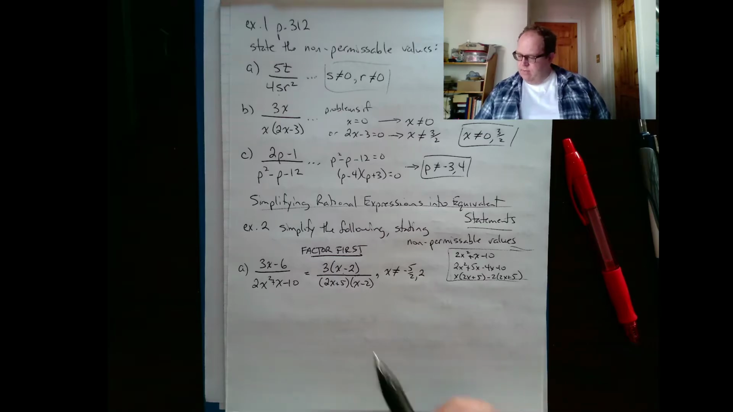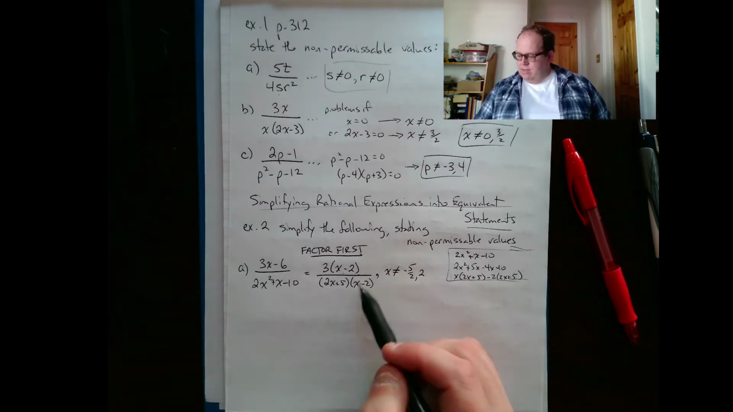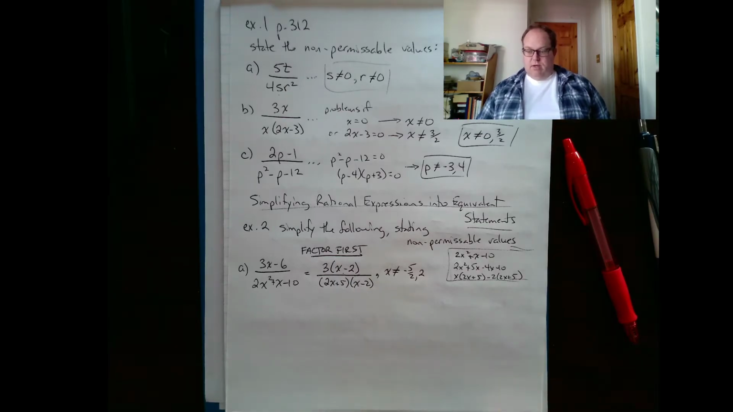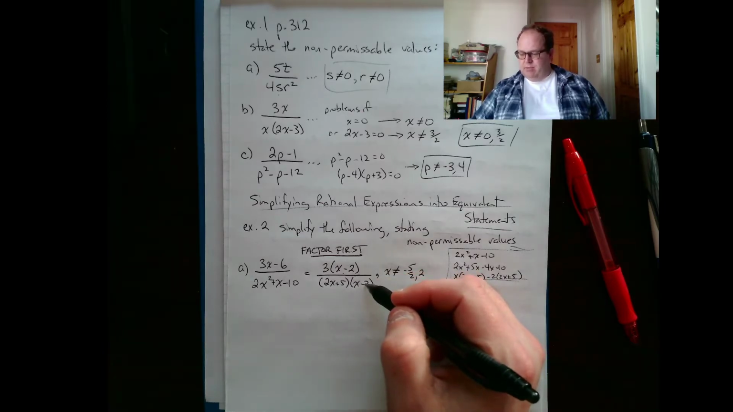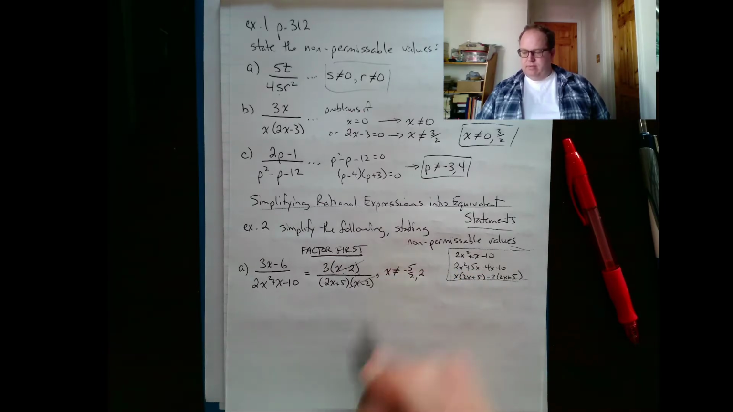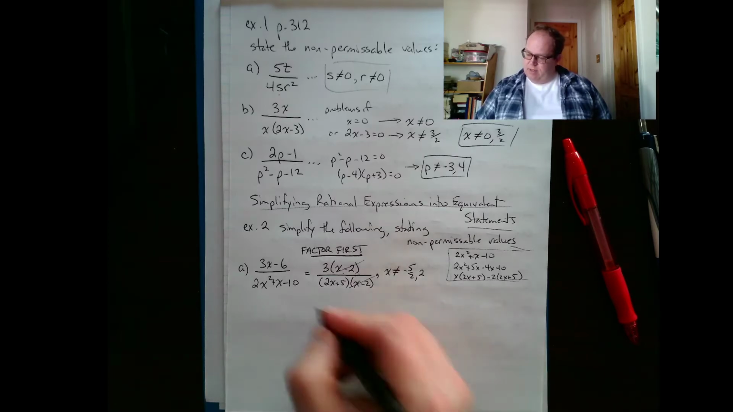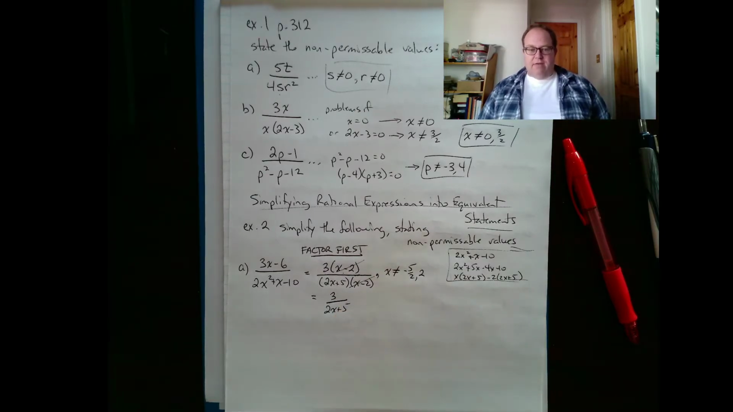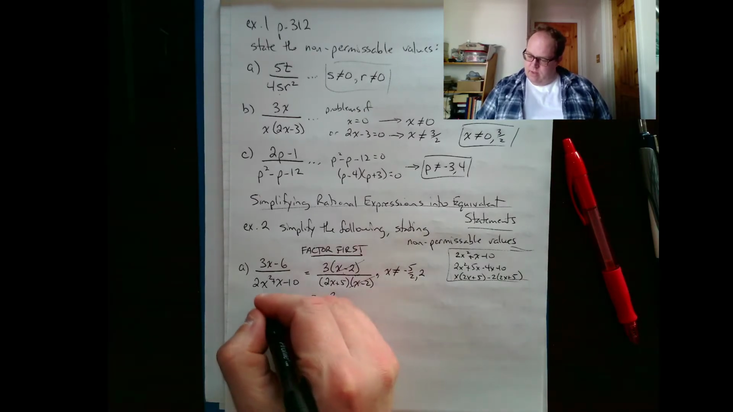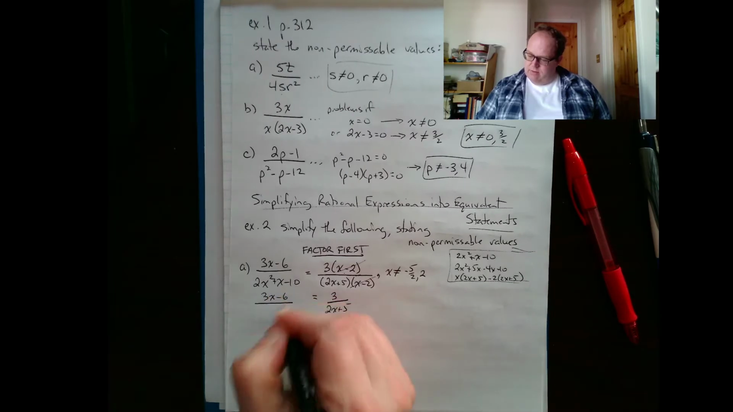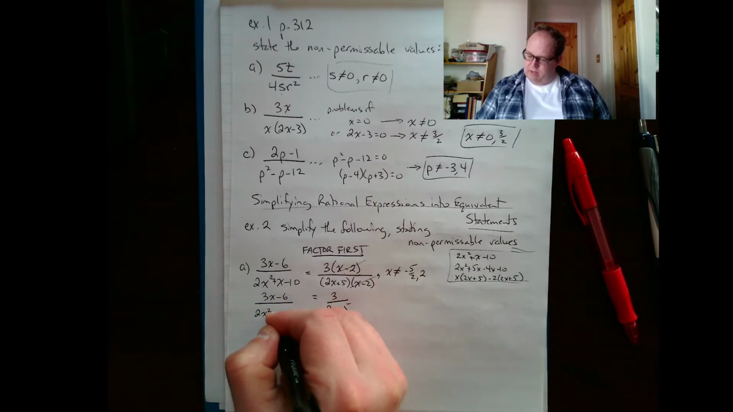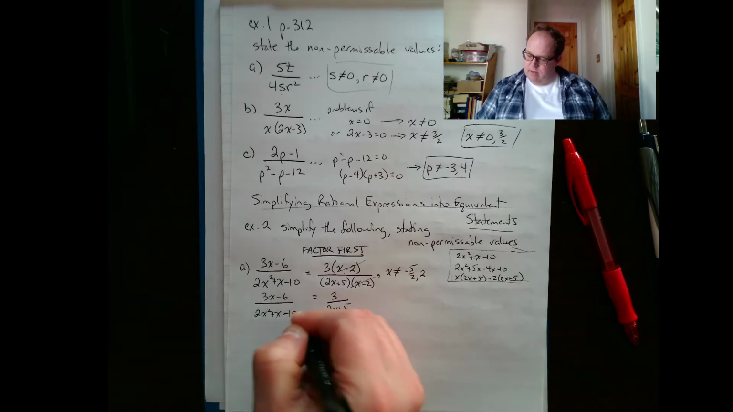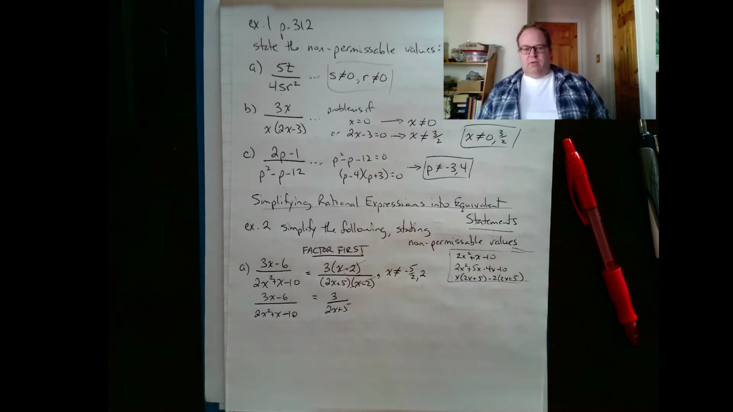So then, anything that's the same top and bottom just divides to be 1. X minus 2 divided by x minus 2, that's just 1. So what I'm left with for my simplified expression is 3 over 2x plus 5. And effectively what I'm saying here is that 3x minus 6 over 2x squared plus x minus 10 is equivalent to 3 over 2x plus 5.